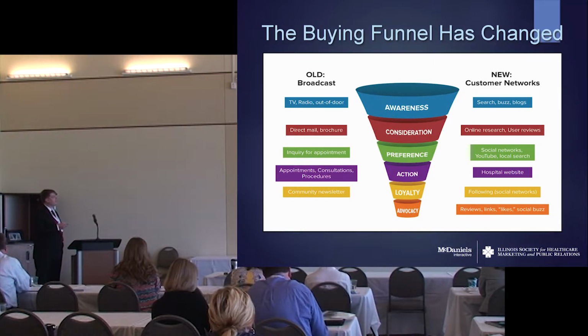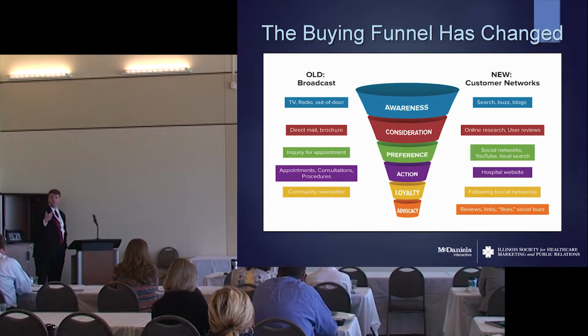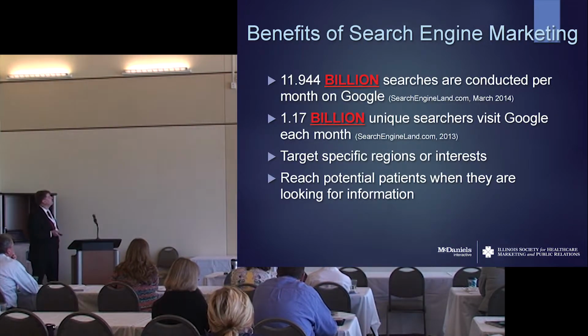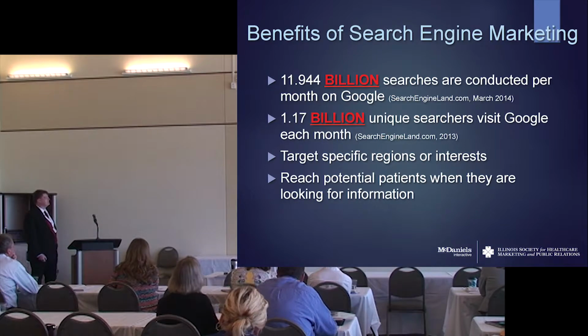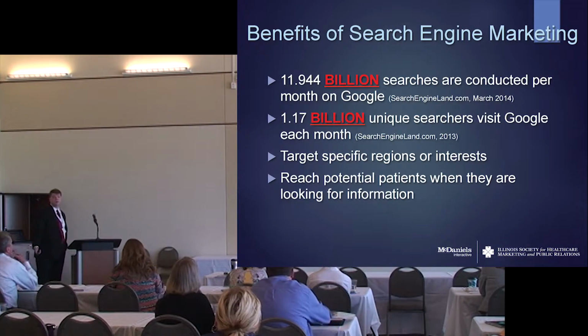And then the action state: it used to be that you'd have to call for an appointment. Now it's directed to a website. Your various organizations' websites become your digital portal. So, how do you? A couple of benefits of this type of marketing. You've got almost 12 billion searches conducted a month on Google, and these are all no-brainers. You've got 1.17 billion unique searchers hitting Google each month.